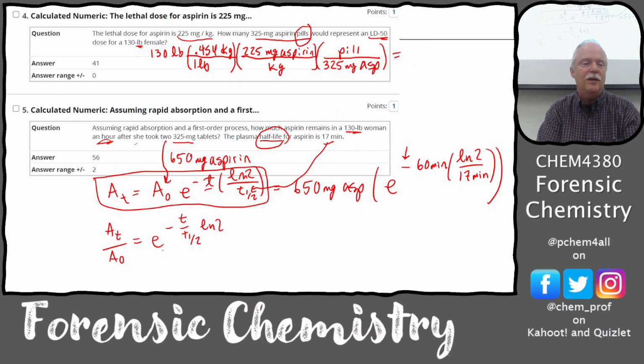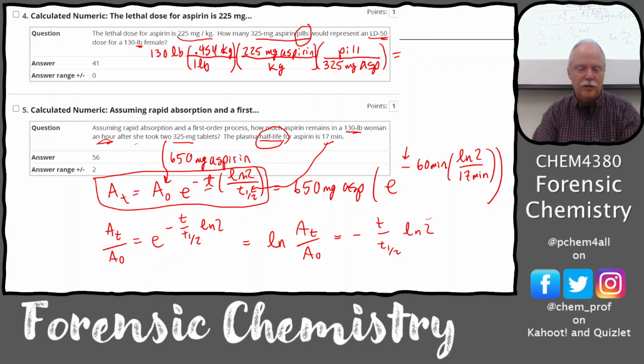Okay, so then how do we get rid of the e? Take the natural log of both sides. So then we have ln At over A0 is equal to minus t over t 1/2 times ln 2. And so you'll have this version as well, which you could solve, like you could move the t 1/2 over here, move the natural log over there, and solve for t, or vice versa. You'll have a couple of versions of this equation that may be easier for you to use if you need to do any algebra.